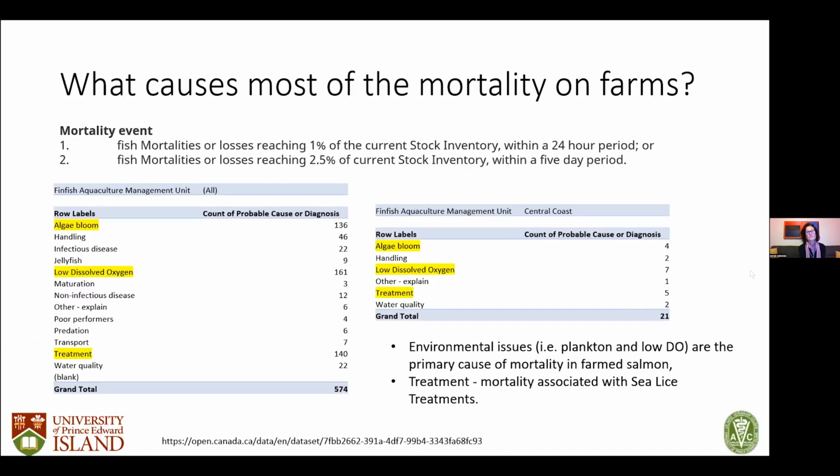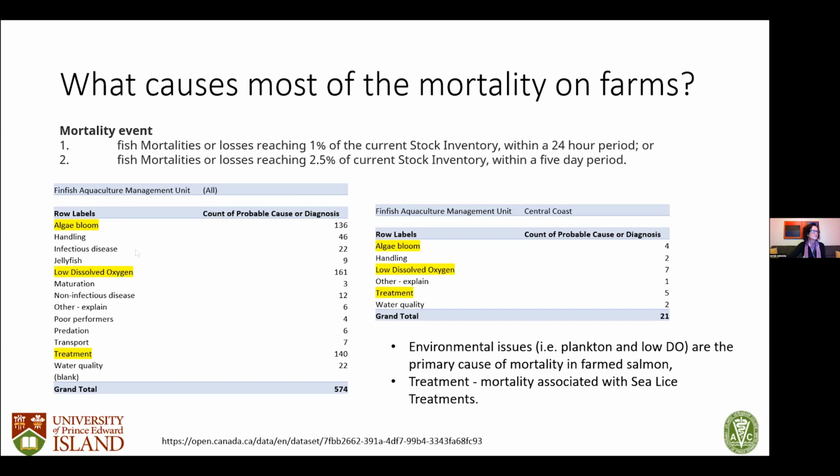So when you look at what is causing mortality on the farms, again, I went to a different database, and this one is mortality events. So this is large scale mortality where you actually lose a large number of fish in a very short period of time. In certain situations, the worst case scenario, it might be a disease. But you can see that in the entire industry, it's mostly low DO and plankton blooms. Those are the major killers.